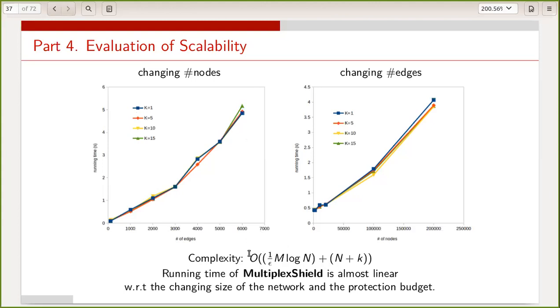We can see here the peak of complexity, but we can see that the running time of our proposal, based on this complexity, is almost linear with respect to the changing of the size of the network, as well as the protection budget. K is the protection budget, N is the number of nodes, and M is the number of layers.